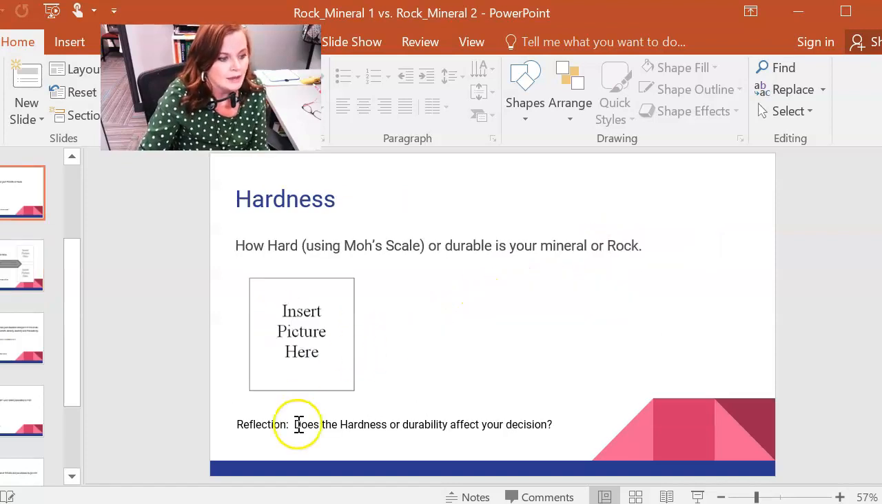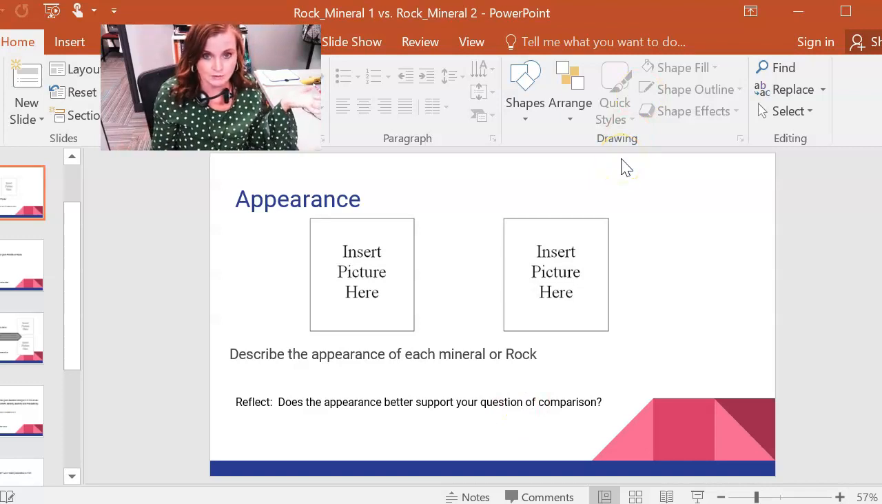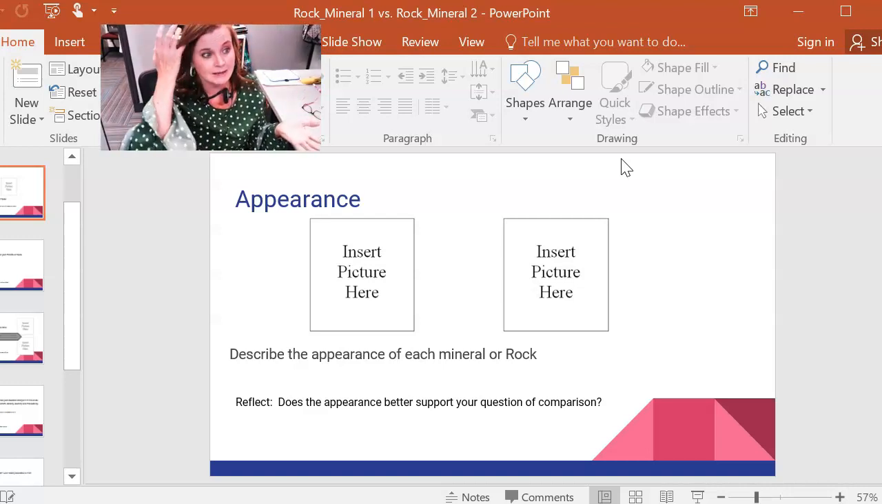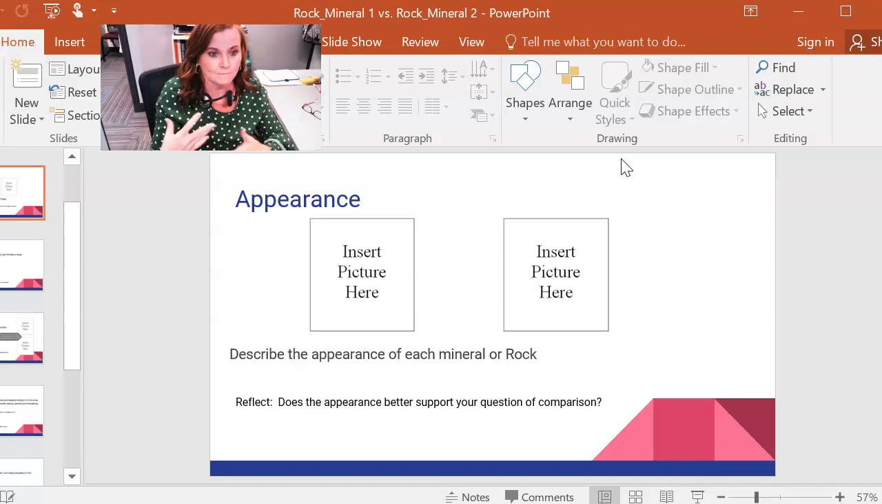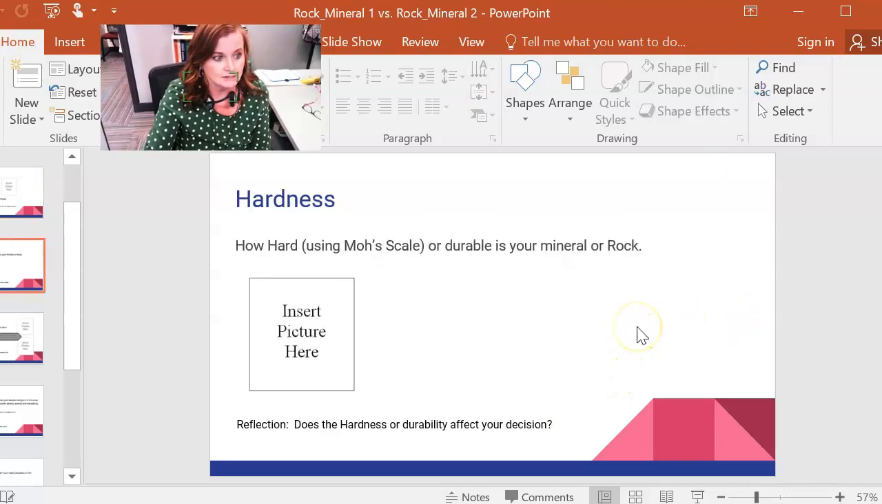But for each one of these, by the way, you look at the bottom and it says, you're taking the picture, you're putting the property, and then you're putting it at the bottom. Does this better support your question of comparison? In the case of the cans, if we put the appearance, well, does that affect whether or not it would make a better can? Does the appearance affect whether or not it would make a better whatever you're planning on doing? Sometimes it does make a difference. If you're trying to compare two things for jewelry or for decorative purposes of some kind, statues or something like that, yeah, appearance is going to make a difference, right? So appearance can make a big difference.